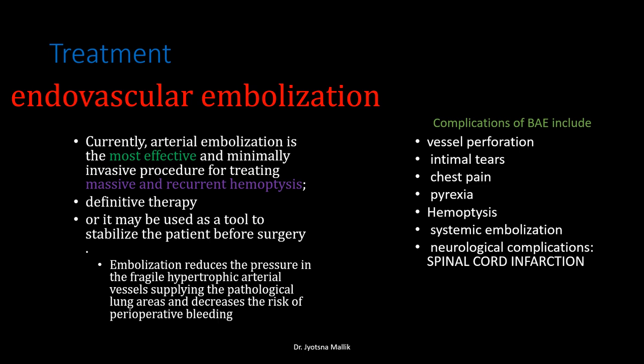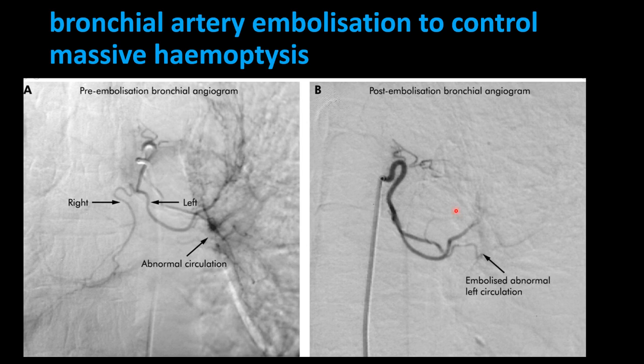The most devastating complication of bronchial artery embolization is spinal cord infarction leading to paraparesis. It may cause systemic embolization, hemoptysis, chest pain, pyrexia, vessel perforation. These are the complications. Intimal tear could happen. So here you can see this is the bleeding bronchial artery, left bronchial artery. And here it has been embolized, so that now there is no extravasation of dye.